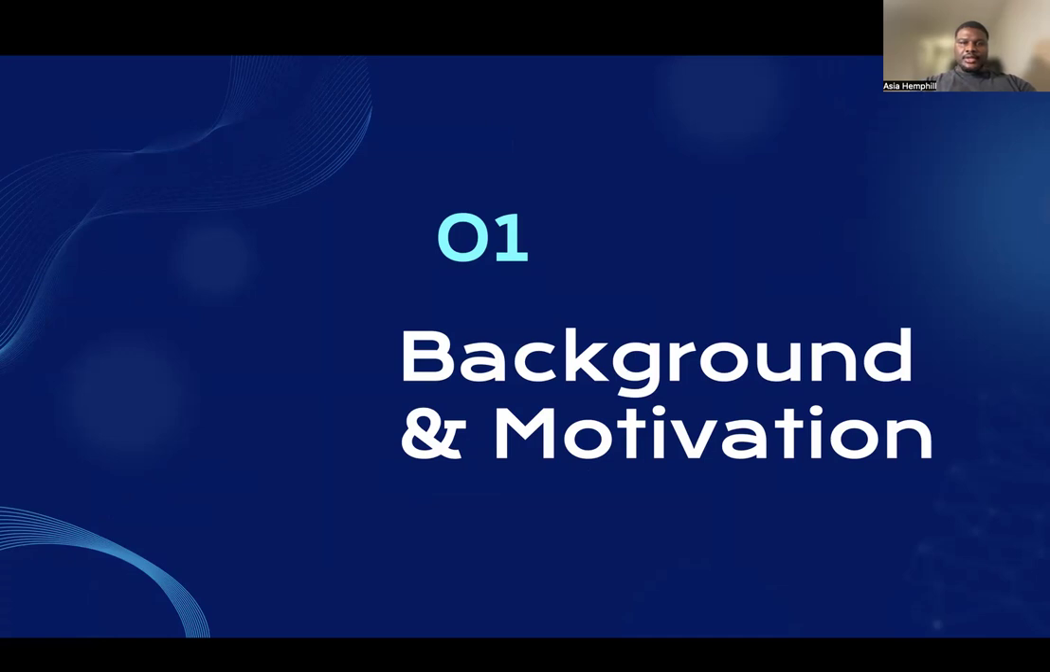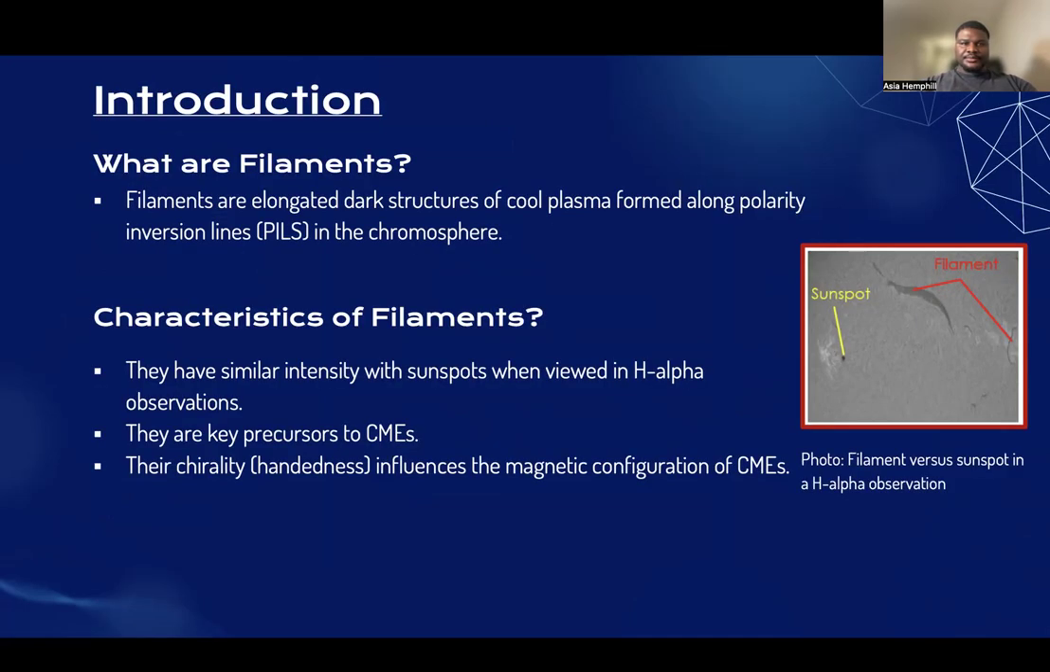I'll begin by talking about the background and motivation of this research. Filaments are elongated dark structures of cool plasma formed along polarity inversion lines in the chromosphere. They have similar intensities to sunspots when viewed in H-alpha observations, as can be seen in the image on the right. You can tell by looking at the sunspots and the filament on the H-alpha image that they have similar intensities. Filaments are key precursors to coronal mass ejections, given that their chirality, or handedness, influences the magnetic configuration of CMEs.